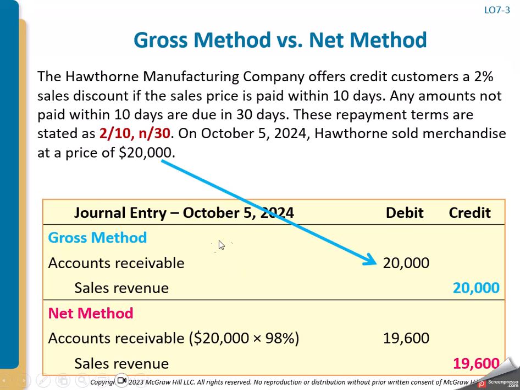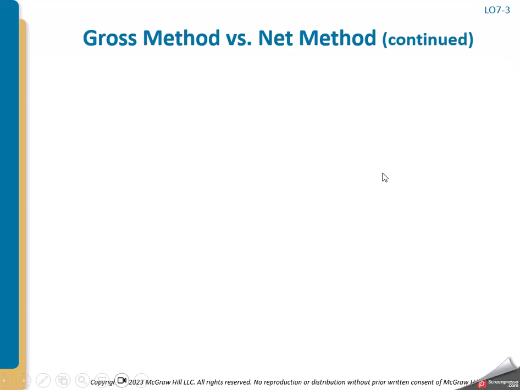Because at the time that we're recording the sale, we don't know that they're going to take the discount. So we could use the gross method and just put it into accounts receivable at the 20,000 and record the sales revenue and then record a sales discount at the time that they take it. Or we could choose the net method where we just record it in the accounts receivable at that 98% and record our revenues at 98%, our sales.